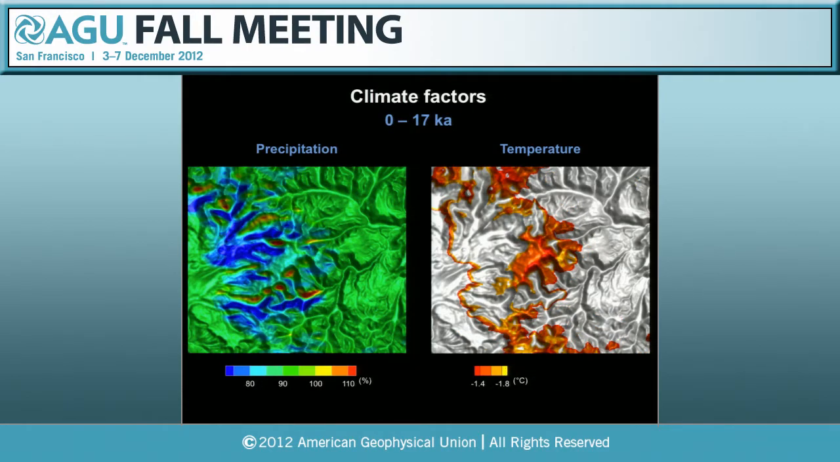If we look at the difference between the modern and the LGM, what we see is that the temperature over Quelccaya itself shows a reduction of around 1.4 to 1.8 degrees C in the LGM. Looking at the precipitation, over Quelccaya itself we have around 80 to 85% of modern precipitation during the LGM, and in the bigger values, we even reduce precipitation more than that. We also see a very localized increase in precipitation in these small valleys on the southeast side. So this generally suggests, again, that we have a very strong sensitivity to temperature, but not to precipitation, because it's very hard to explain a glacier extent with decreasing precipitation.